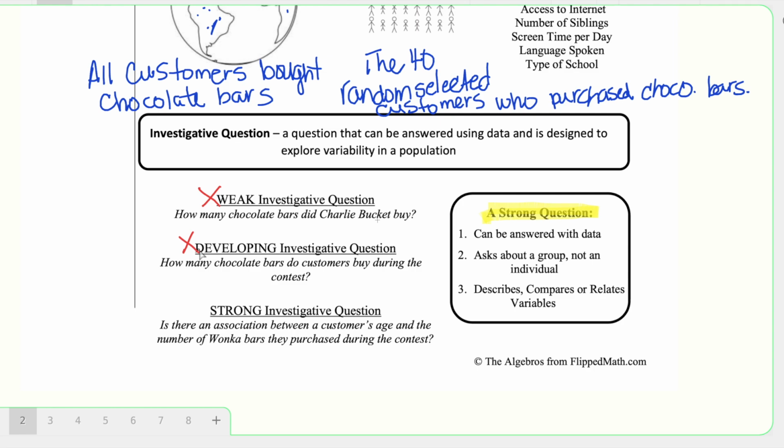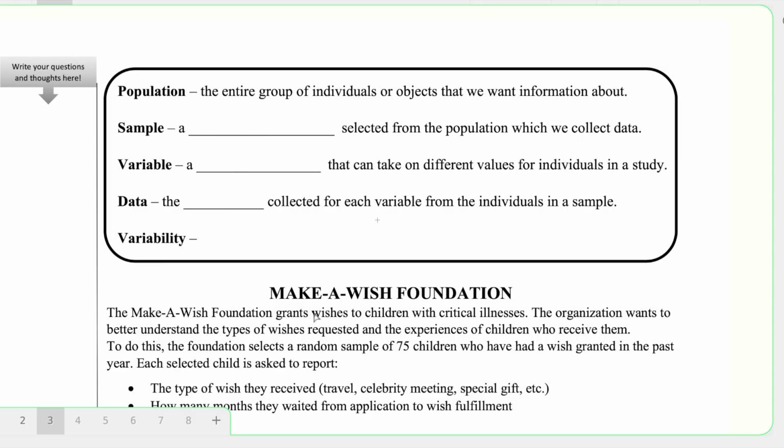Strong investigative question. This is the one. Let's read it. Is there an association between a customer's age and the number of Wonka bars they purchased during the contest? That's the home run. So it answers all three requirements here. Okay, so keep that in mind. Let's go ahead and give it a try.